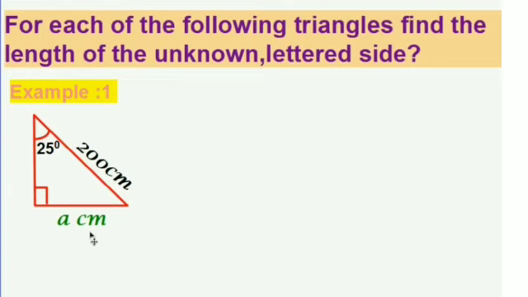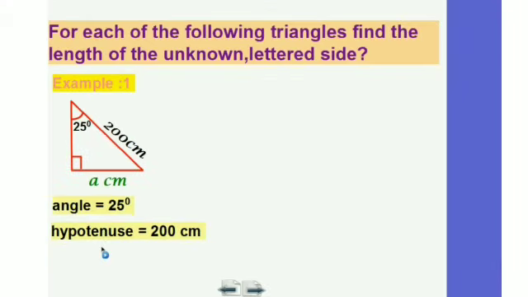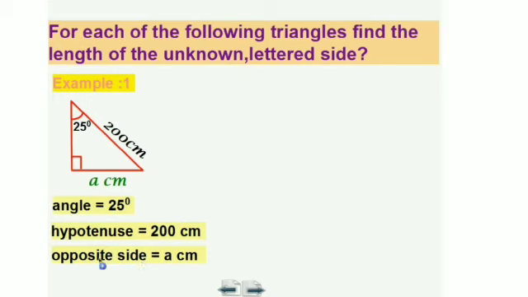How will we find the value of a? By using trigonometry. So what are the relations given in this question? Angle is equal to 25 degree, hypotenuse is 200 centimeter, and the opposite side, this is our question, a centimeter. Using angle, hypotenuse and opposite side, which relation will you use? The relation is sine. Sine theta is equal to opposite by hypotenuse.